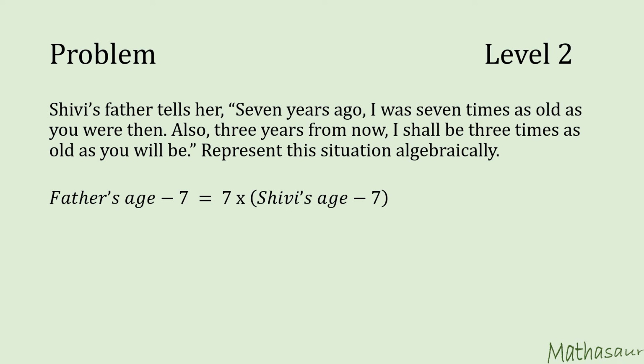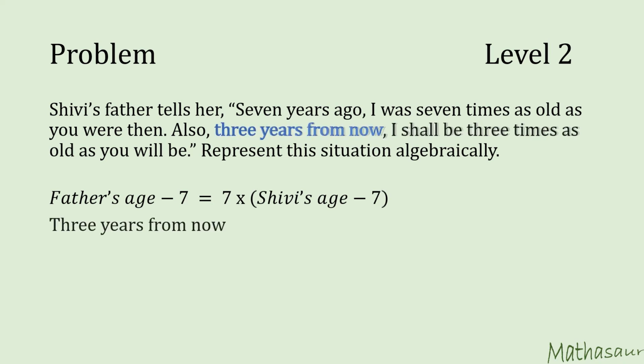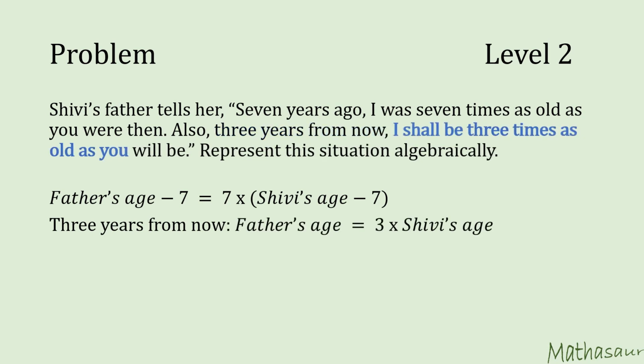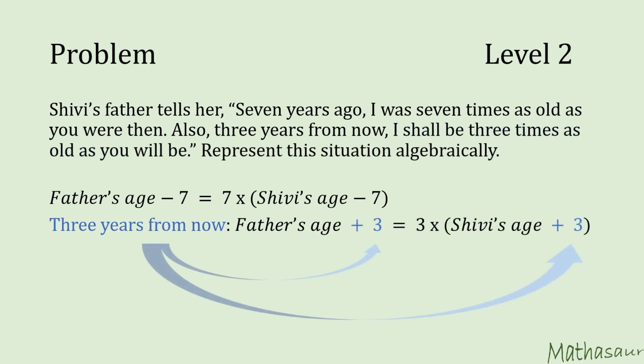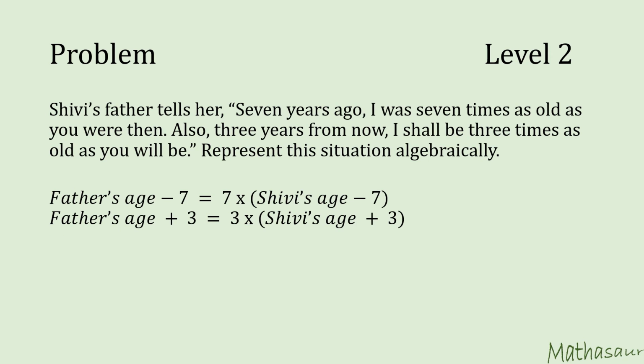Now let us look at the next statement. 3 years from now, Shivi's father would be thrice as old as Shivi. So we can write father's age equals 3 times Shivi's age. Now since this is 3 years from now, we need to add 3 years to both their ages. So we could write father's age plus 3 equals 3 times Shivi's age plus 3. Let us park this statement as well.